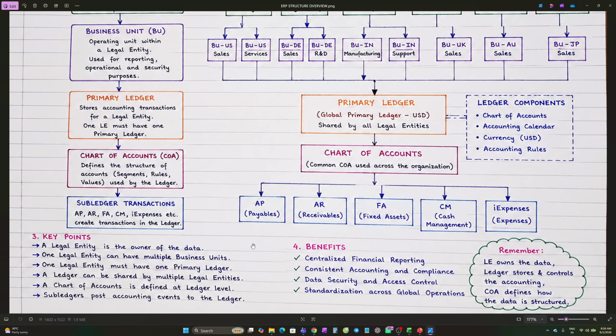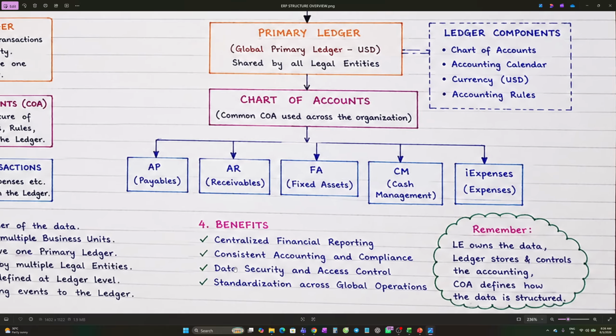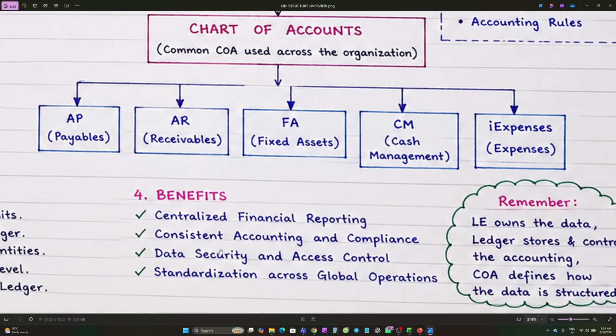And what are the benefits of this ERP structure? We already discussed that we maintain a common chart of accounts, common currency, and common calendar. Centralized financial reporting comes into existence for all countries. They report in the same chart of accounts, so there is no discrepancy in the reporting.